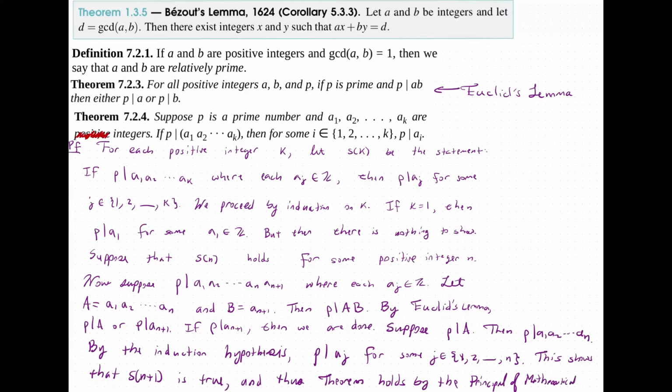And we're done. And with this, we can now prove the fundamental theorem of arithmetic. That was the last building block we needed. So let's go ahead and get started.